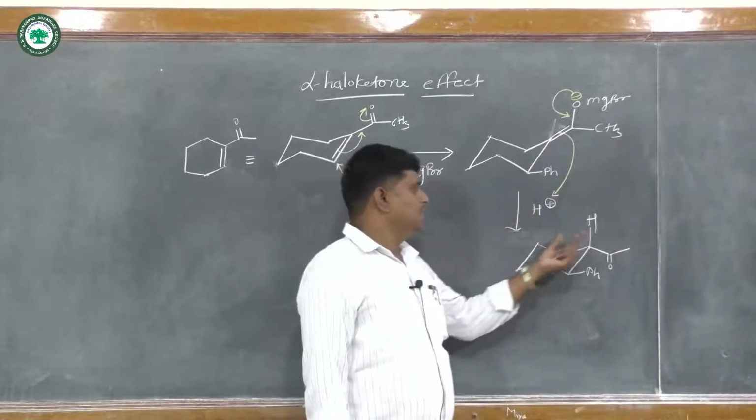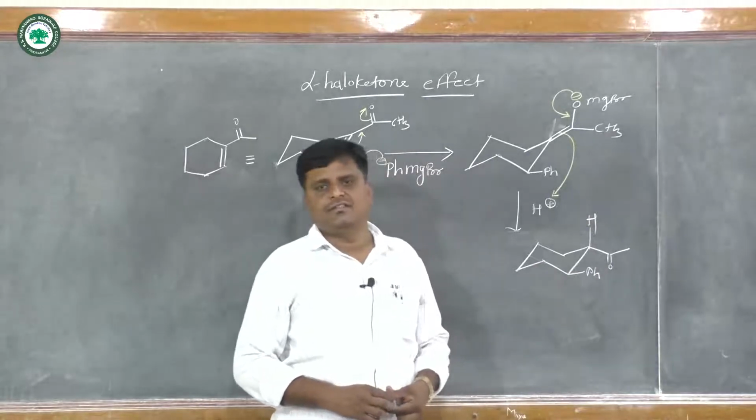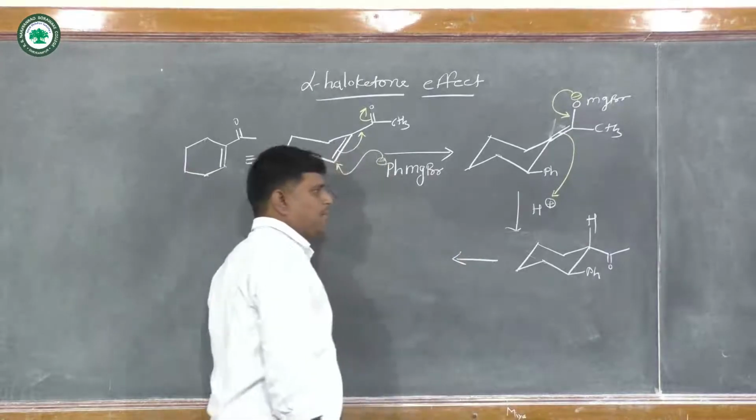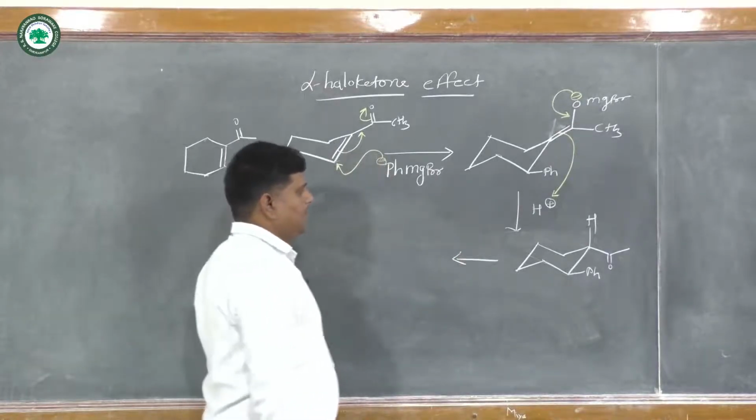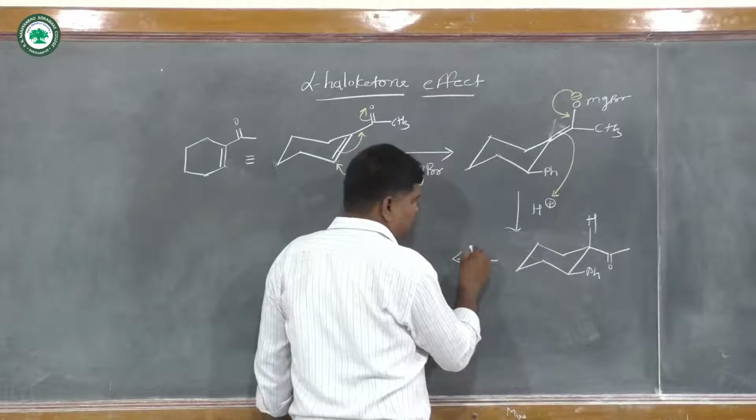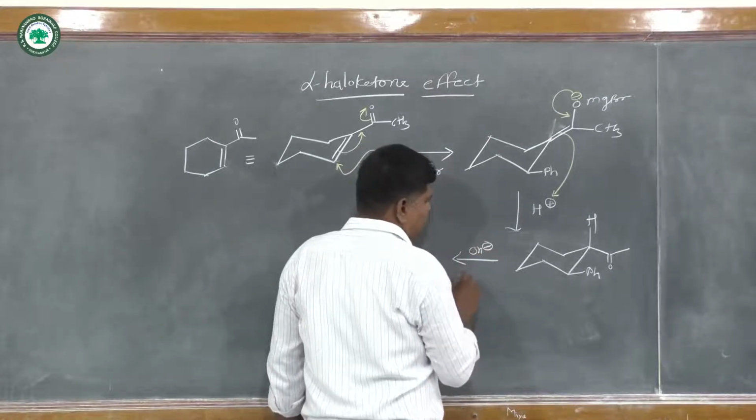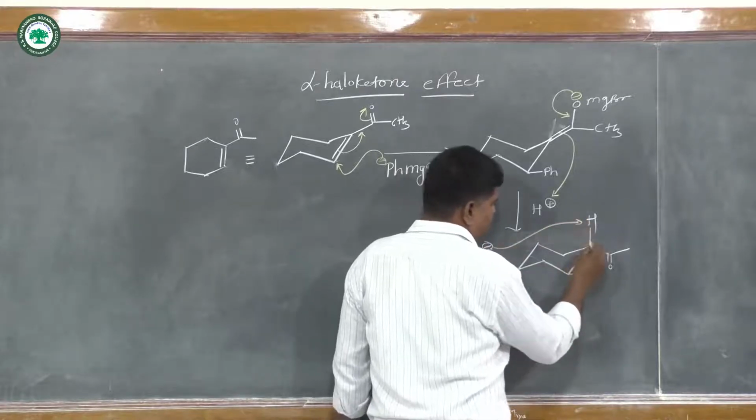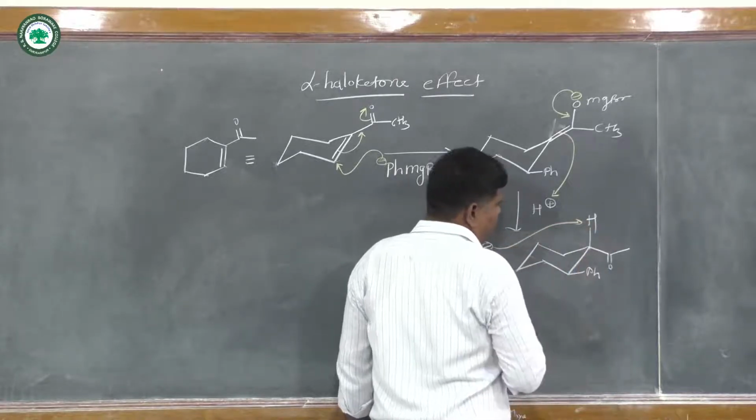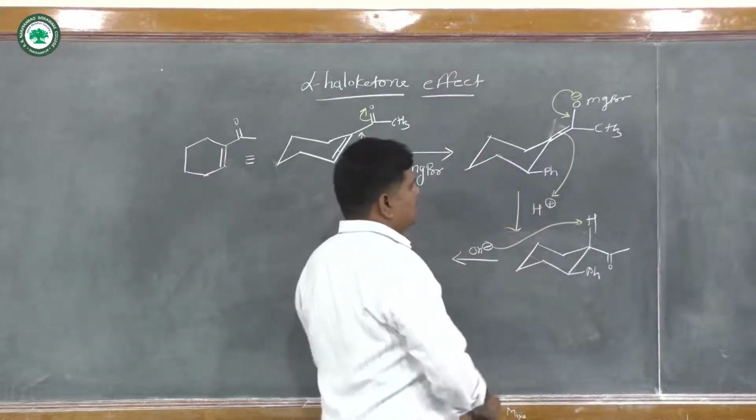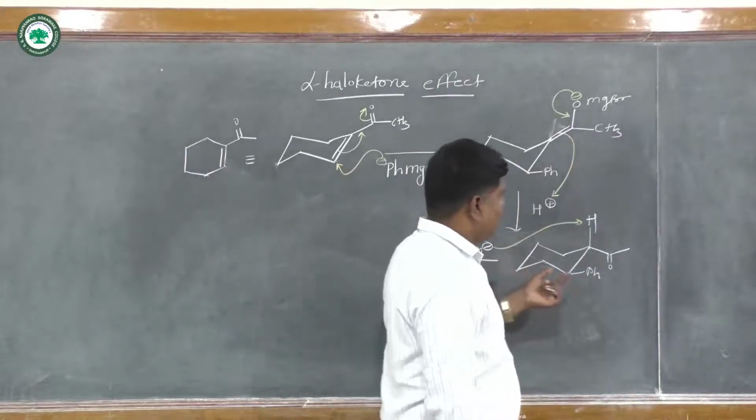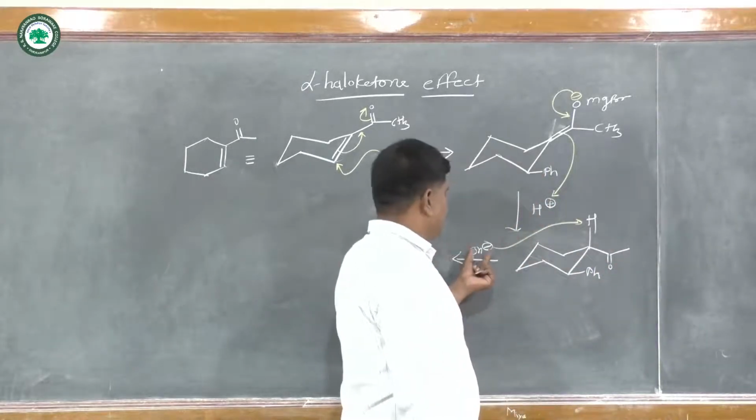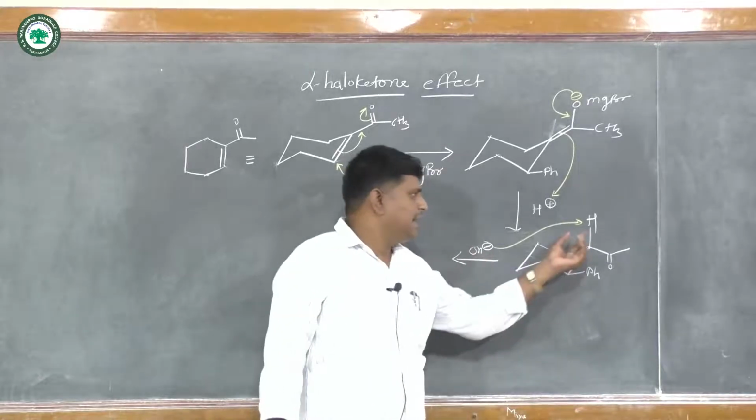Okay, the proton is present in the axial position, so we write the next step, and first we use a base which can abstract this proton, and here we get a double bond, or we get the enol. Okay, but in this case the base doesn't abstract this proton.